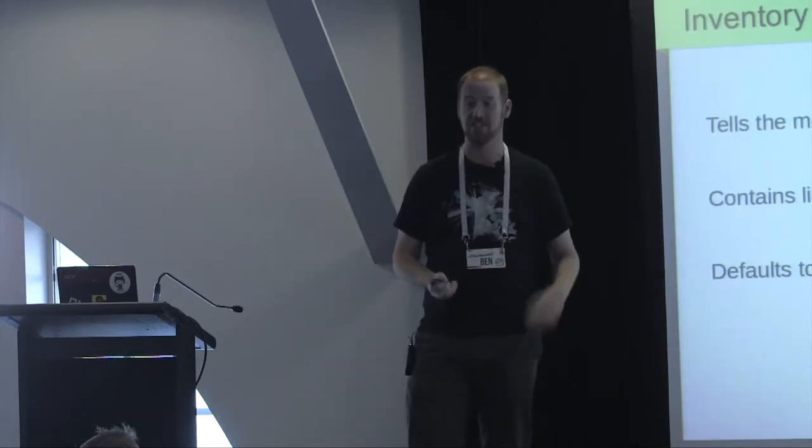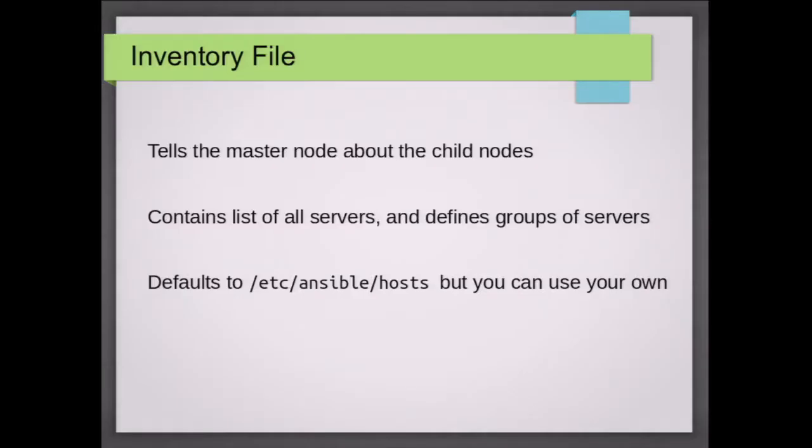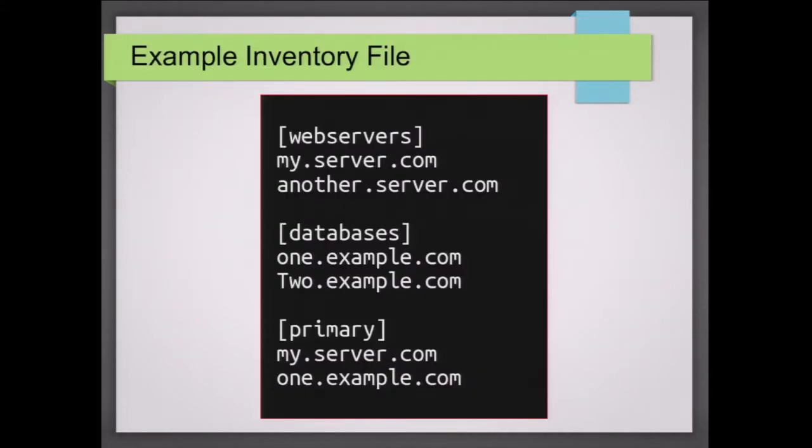The other thing you'll need is to tell your master node, probably your local workstation, about where all these client nodes are, where you're going to be installing. And you do that through a thing called an inventory file, which is just a simple list of servers and groups of servers that you're going to try and target. There is a default location in /etc/ansible, but you can have your own local file and just bring that in on the command line. And here is an example inventory file.